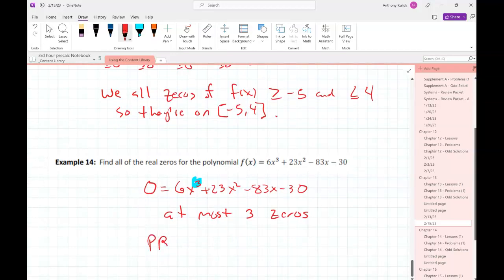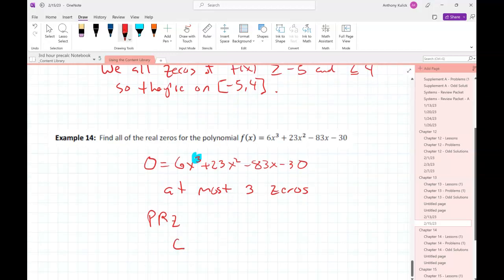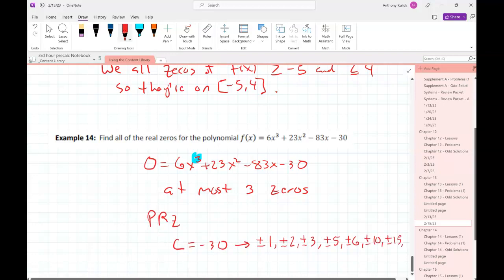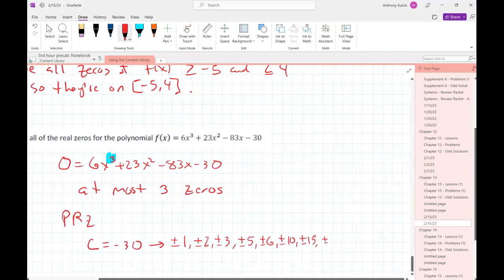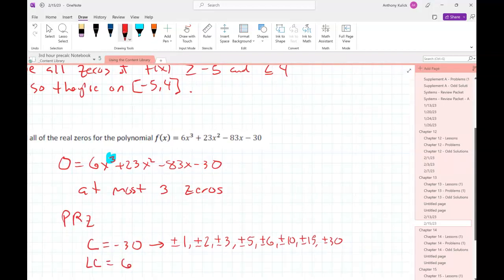And of those 3 zeros, we want to figure out the ones that are possibly rational. How do we do that? The constant term. What are the factors of negative 30? 1, 2, 3, 5, 6, 10, 15, and 30. And the leading coefficient is 6.